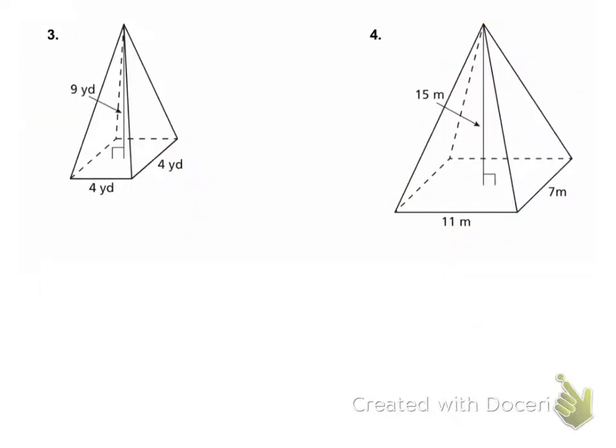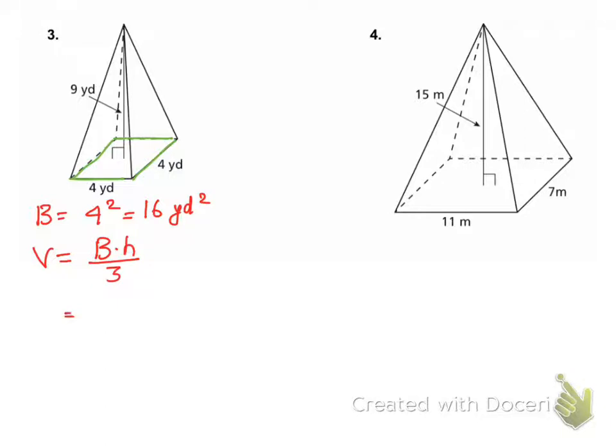Same kind of problem. Now always try to find the base. Base is this one. That's a square. So now our base area is what? 4 squared. That's 16 yards squared. But we're finding the volume. We know base area times height over 3.